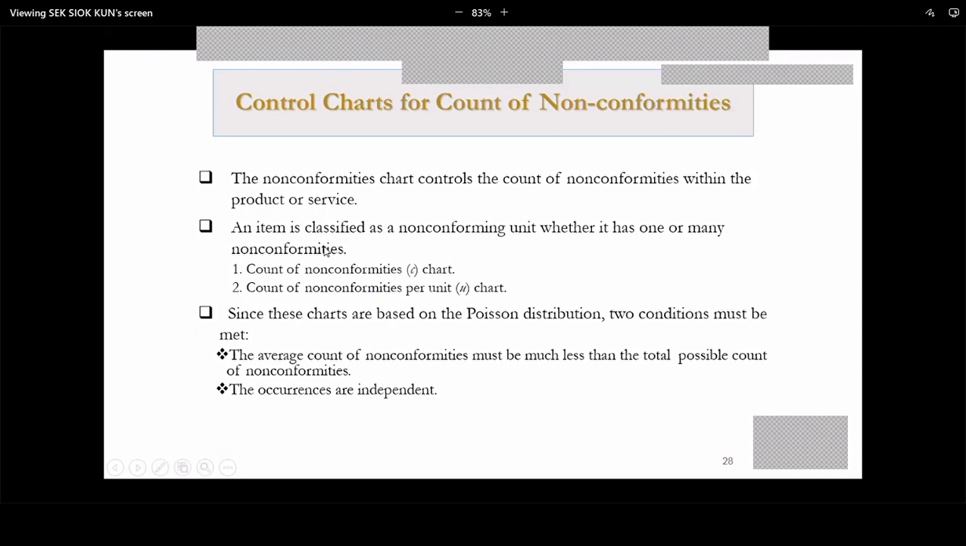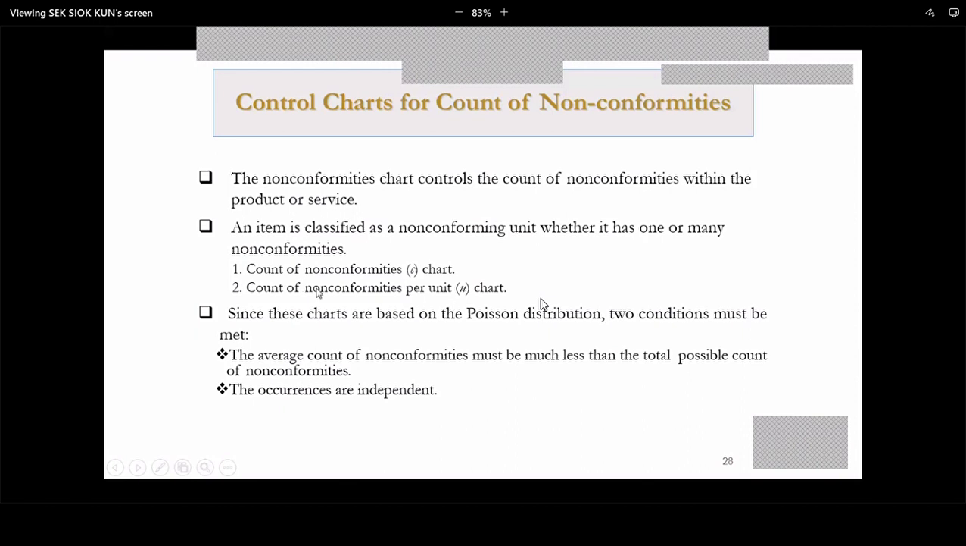For the P and NP charts, we have a single smaller unit, so you measure the unit of sample one by one, either good or bad. While in the non-conformity chart, we measure the number of non-conformities, because each unit is a larger unit which may consist of several elements. An item is classified as a non-conforming unit whether it has one or many non-conformities. So you can apply the C and U charts.